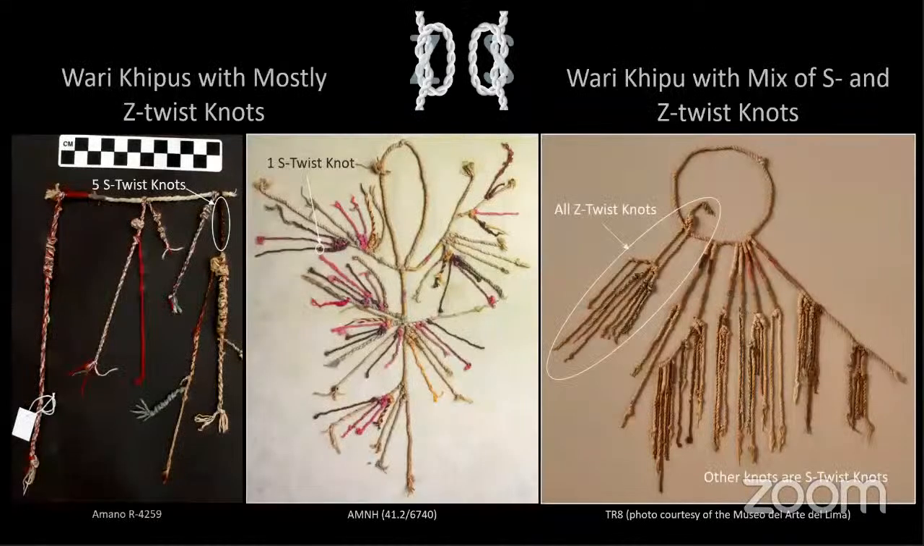That being said, two Khipus that I know of have mostly Z twisted knots, and they're shown here. And the loop and branch Khipu that I showed you earlier from the Temple Radicati collection has a loop pendant, and all of its knots are Z, while the rest of the Khipu have all S knots. So there's somewhat of a binary division here. They're marking this is different.